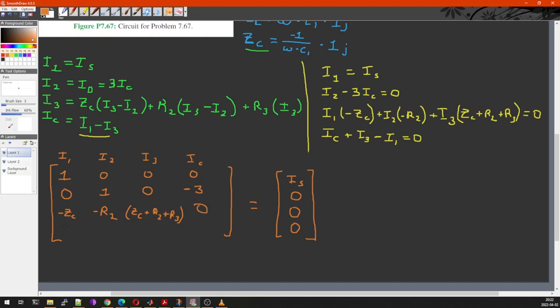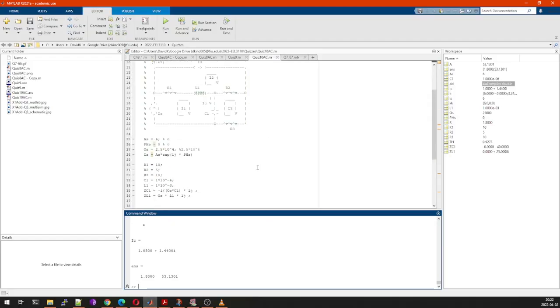Coming down to our fourth and final equation, it's a little bit out of order, so I'm just going to do it backwards. We have 1 IC, 1 I3, negative 1 I1, and a 0 in the I2 column. So here we have our matrix to solve, and we have our answer column matrix. Let's jump over to MATLAB, where we will finish this out.